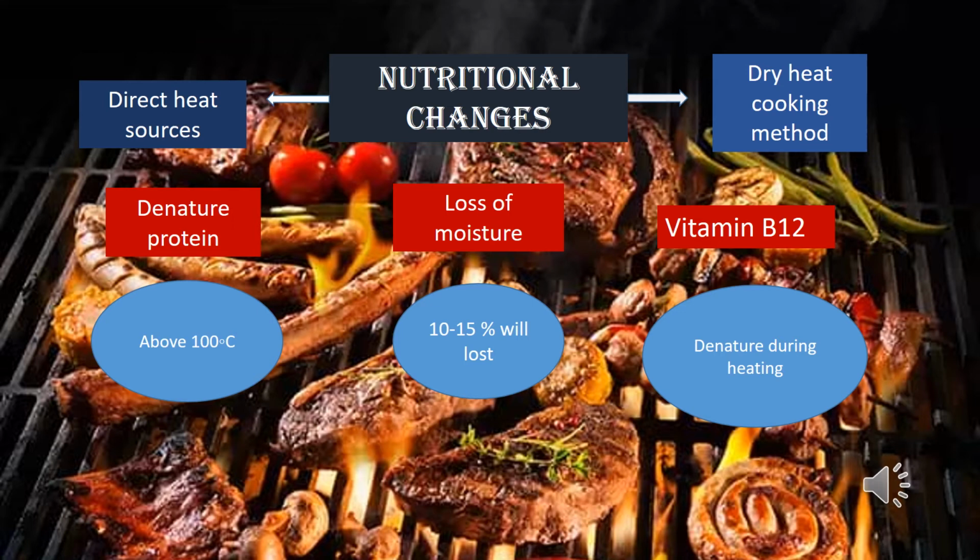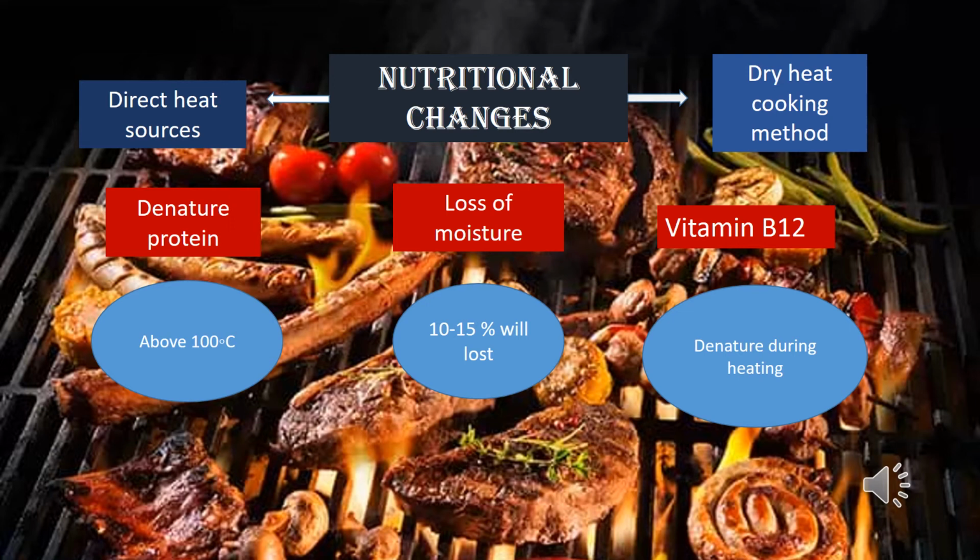So compare with the fresh meat. The fresh red muscle meat contains 20 to 25 grams of protein, while the grilled meat contains 26 to 36 grams of protein.